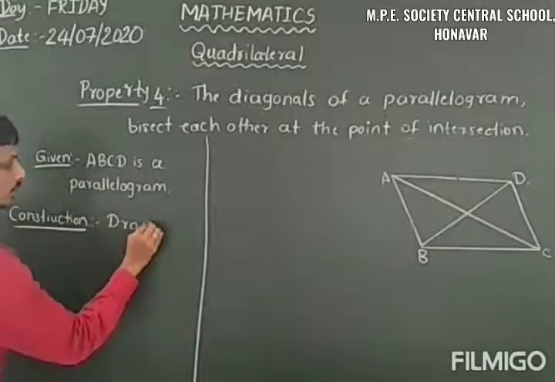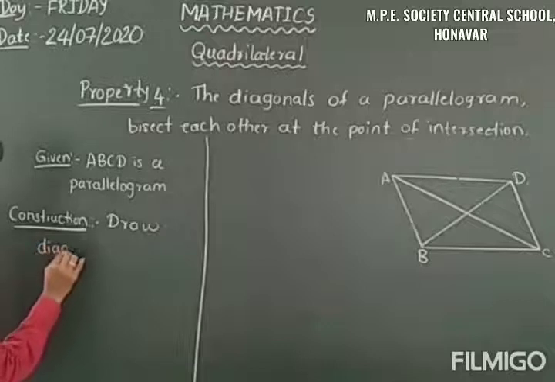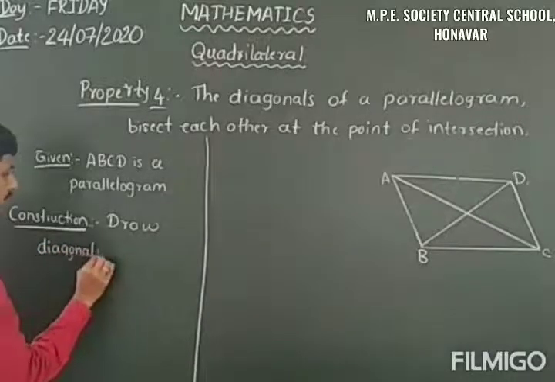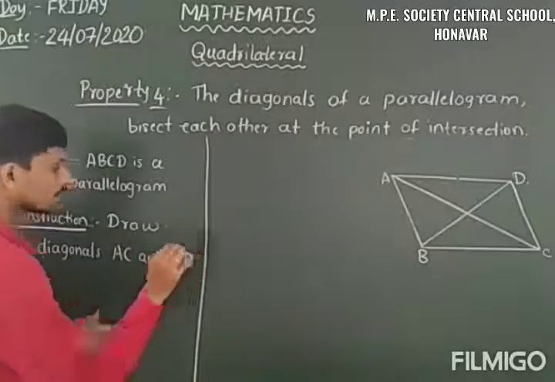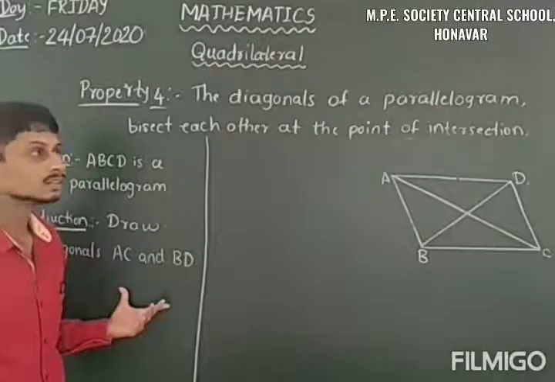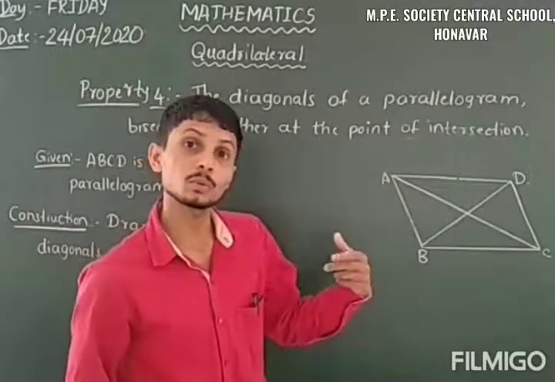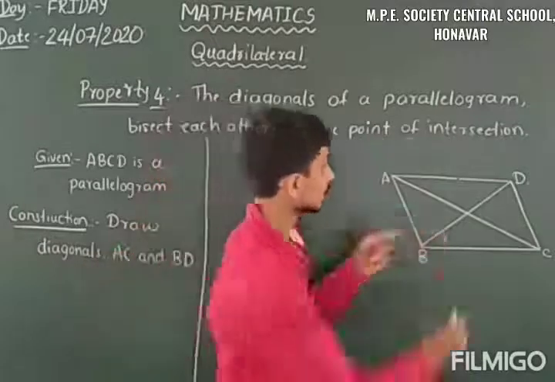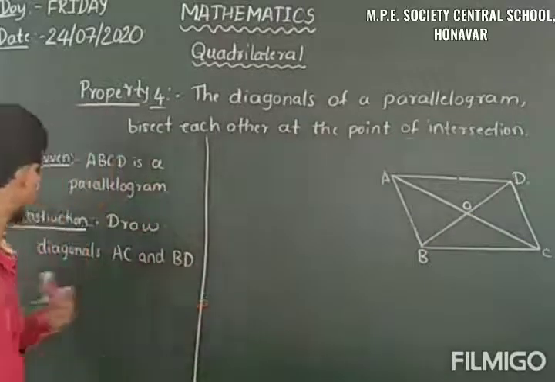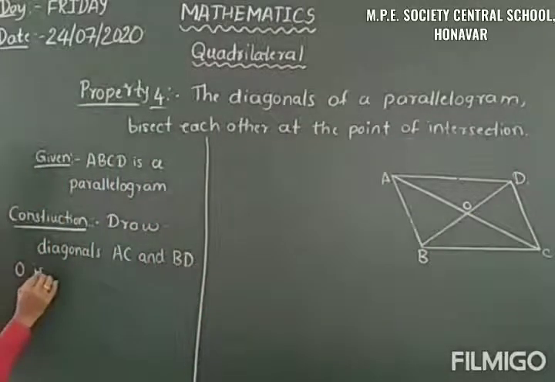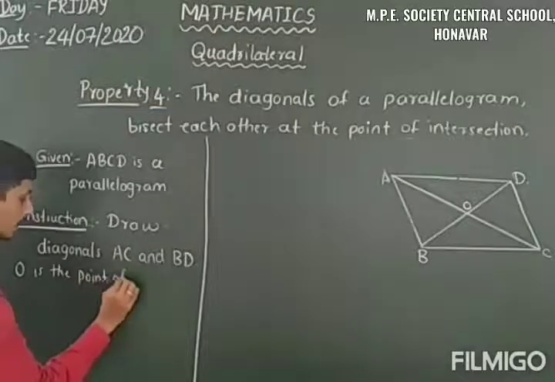Draw diagonals AC and BD. The diagonals AC and BD we have already drawn. Then after that, what we have to prove here. I will take the point of intersection. O is the point of intersection.